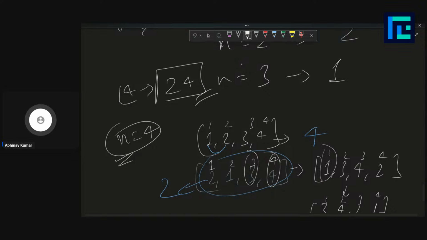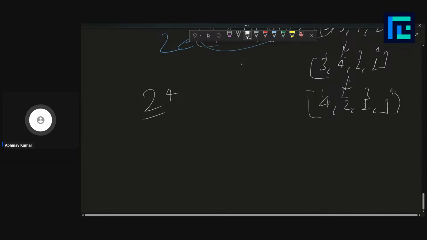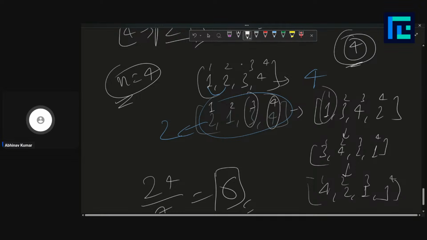And for every permutation, you would have 3 more cyclic shifts. So you would have groups of 4 permutations, which are cyclic shifts of each other. So the number of different groups you get is actually 6. Only 6 different groups would exist.